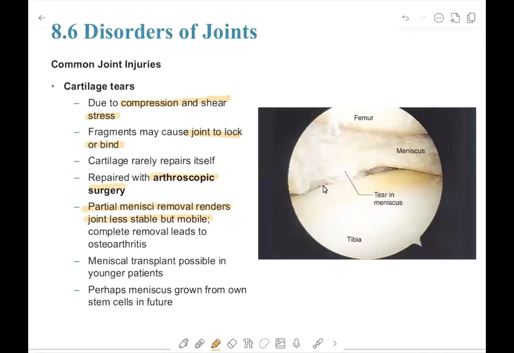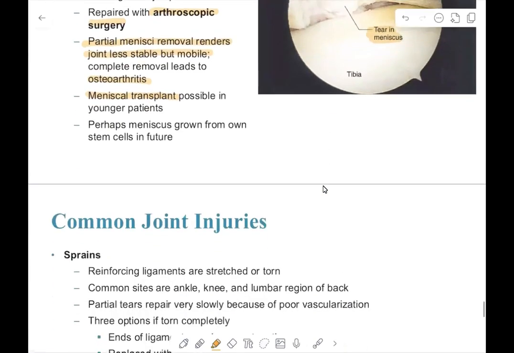But the complete removal definitely leads to osteoarthritis, unfortunately, which is oftentimes associated with aging. Some younger patients could get a meniscal transplant, and hopefully perhaps menisci can be grown from stem cells in the future. So here you can see a tear in the meniscus that has to be repaired surgically. You actually can see on YouTube now some of those surgeries. They look pretty interesting to watch, but if you have a light stomach, I probably would not recommend them.